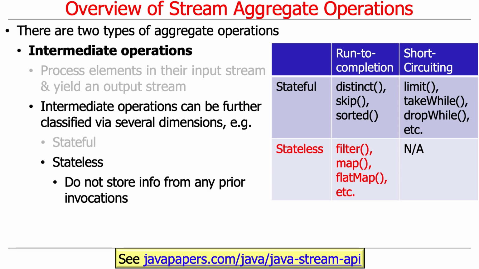There's also a set of stateless intermediate operations. And these are operations that don't require or don't store any information or any state from any prior invocations. They do all their work on each element one at a time in isolation. So examples would be filter, map, flat map, and so on and so forth.